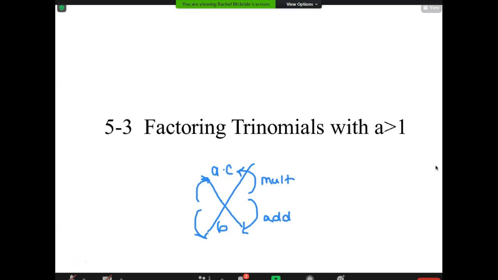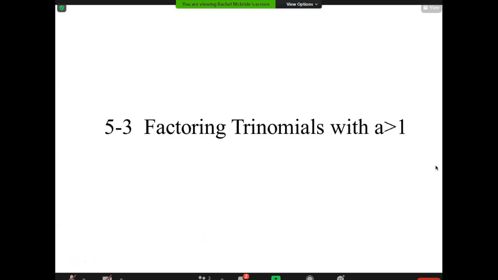And then we're also going to utilize factor by grouping. Factor by grouping involves the GCF. So we're going to be using magic X and GCF, which is why we ended with that multiple choice quiz.